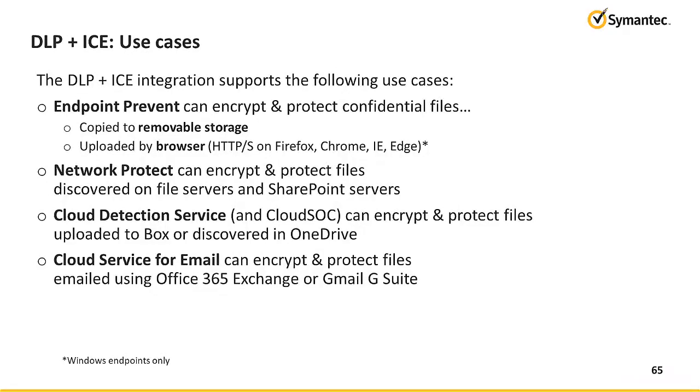First, Endpoint Prevent can encrypt and protect confidential files copied to removable storage, or for Windows endpoints, uploaded by browser, meaning HTTP or HTTPS on Firefox, Chrome, IE, and Edge. Second, Network Protect can encrypt and protect files discovered on file servers and SharePoint servers. Third, Cloud Detection Service integrated with CloudSOC can encrypt and protect files uploaded to Box or residing in OneDrive. Lastly, Cloud Service for Email can encrypt and protect files emailed using Office 365 Exchange or Gmail G Suite.